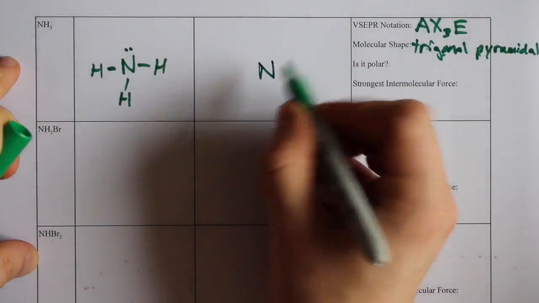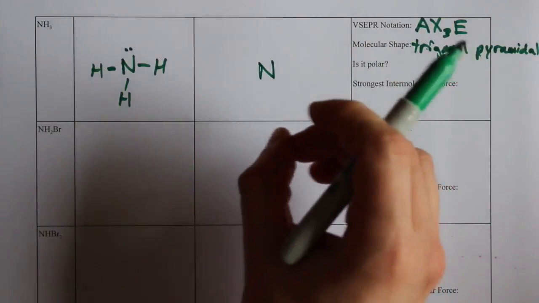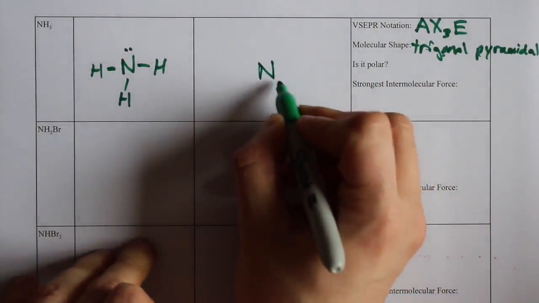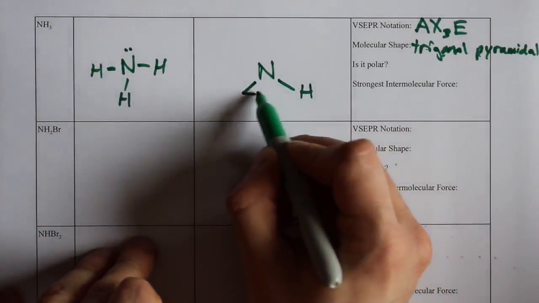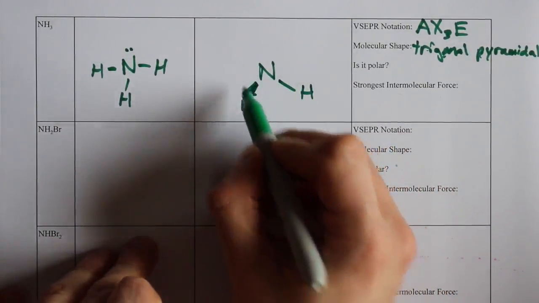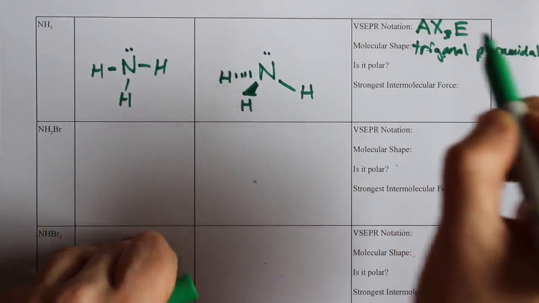If I had to draw this in 3D, which I am being asked to do, I draw it just like it was tetrahedral. I draw one of my substituents flat against the page, I draw one coming out at us, and I draw one going back into the page. There's a lone pair up here.